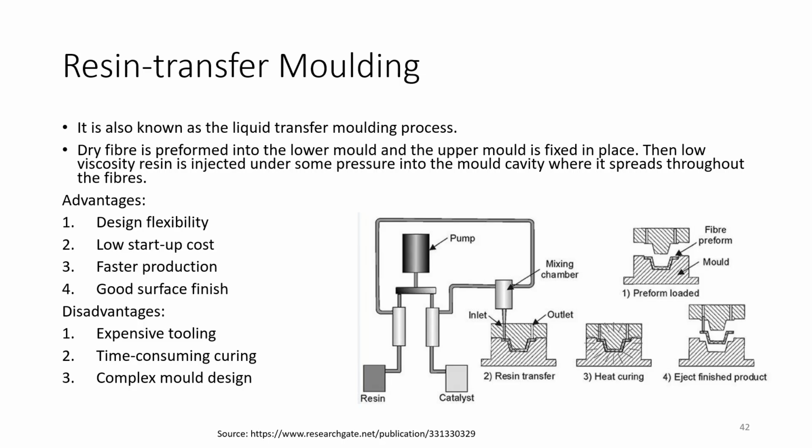Next process is resin transfer molding. It is also known as the liquid transfer molding process. In this case, dry fiber is preformed into the lower mold and the upper mold is fixed in place. Then low viscosity resin is injected under some pressure into the mold cavity where it spreads throughout the fiber.